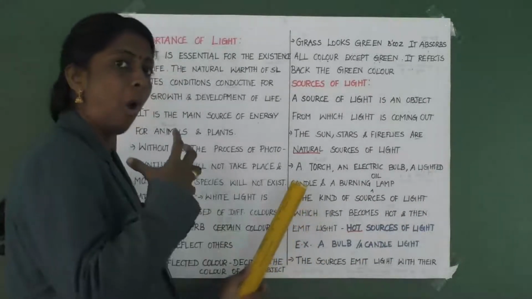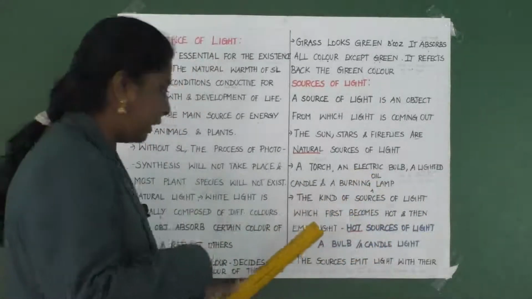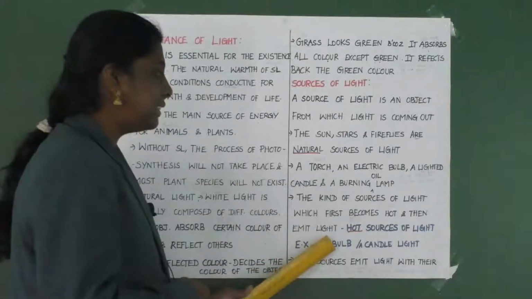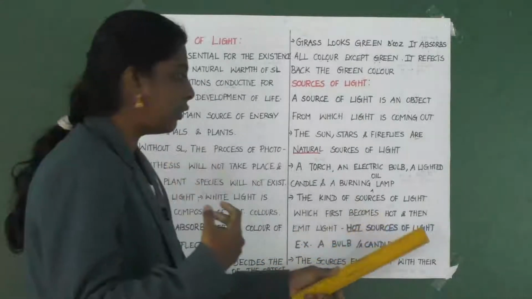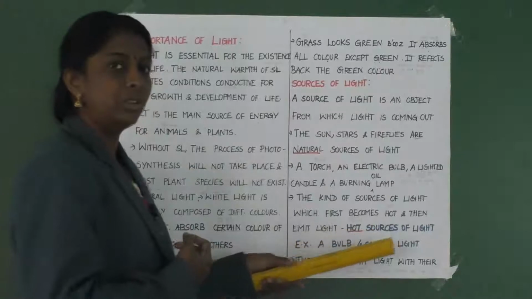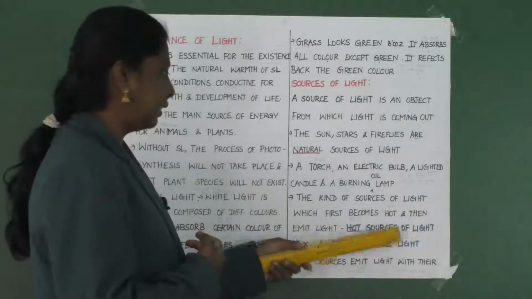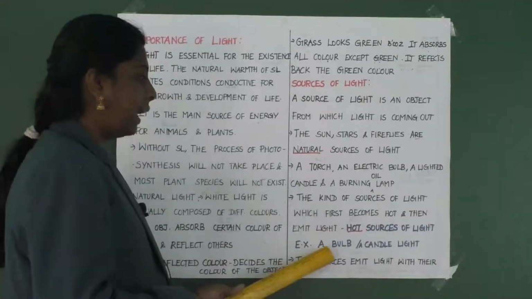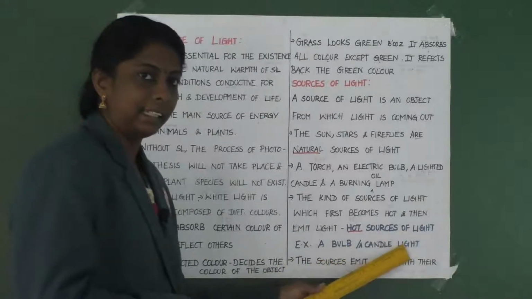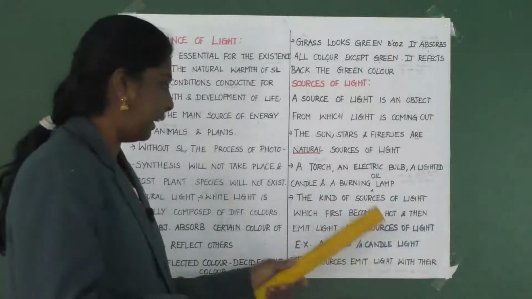First it becomes hot and then it gives out light. That is said to be a hot source of light. What is that? Hot sources of light. For example, a bulb or a candle light.